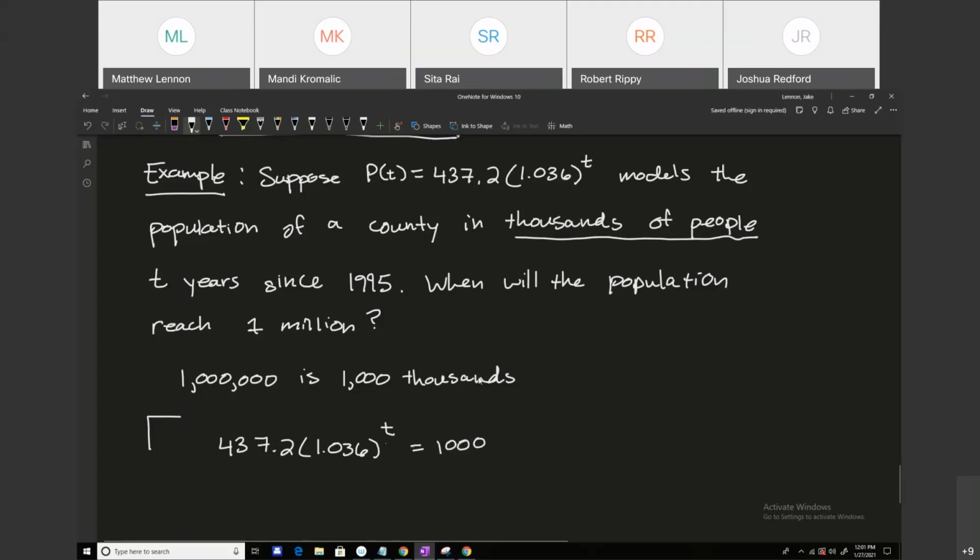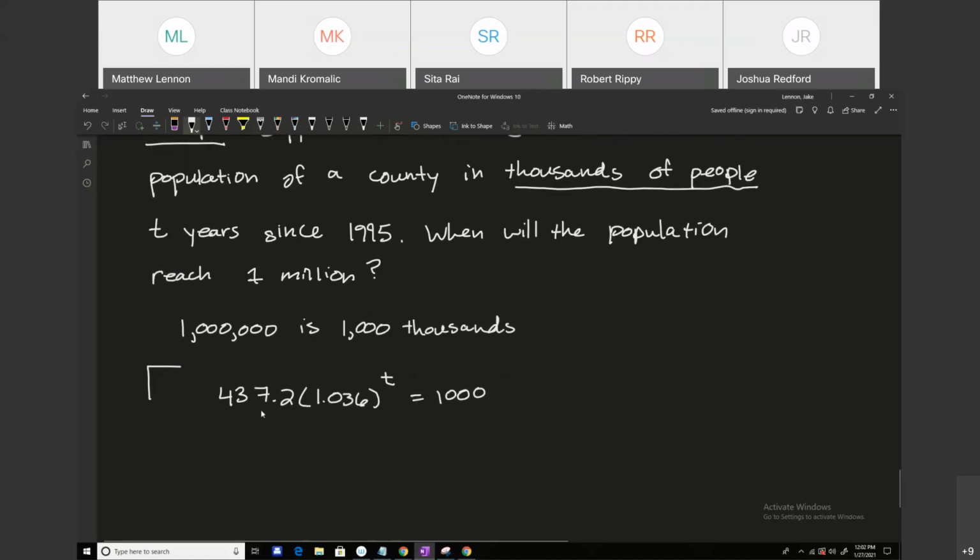So again, we've set that P of t equal to 1,000, and we've got our model. I reversed what goes where, but it's the same, right? The equality symbol is reflexive. So we want to get this exponential guy on its own, so we're going to start by dividing by 437.2 on both sides. So we end up with this 1.036 raised to the t is equal to 2.28728.